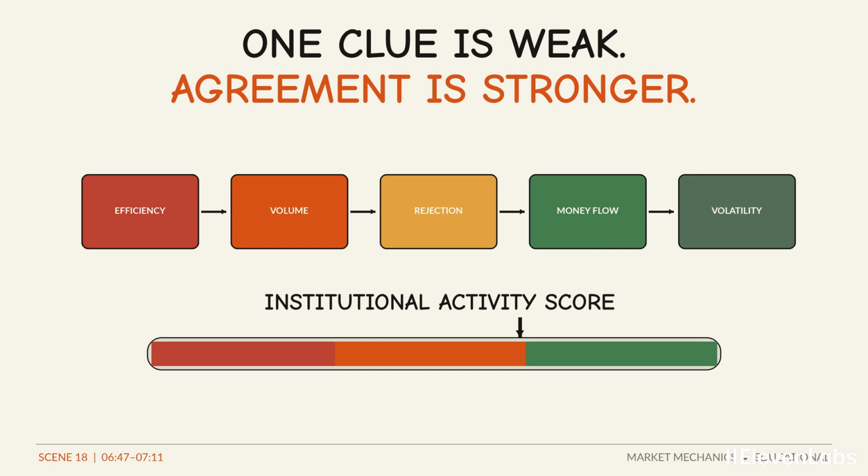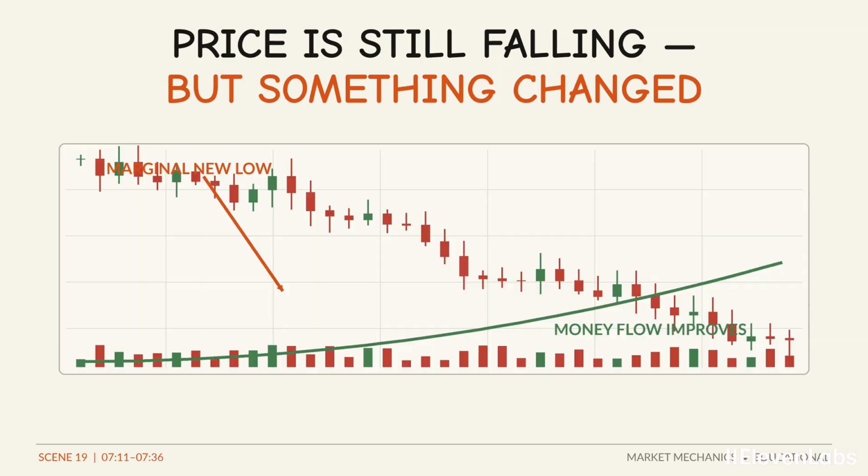Imagine price has been falling for hours. It makes another low, but the new low is only marginal. Relative volume increases. The candles tighten. Lower wicks begin appearing. Money flow starts improving before price has actually reversed. No single observation proves anything. Together, however, they describe a market behaving differently from 20 bars earlier.